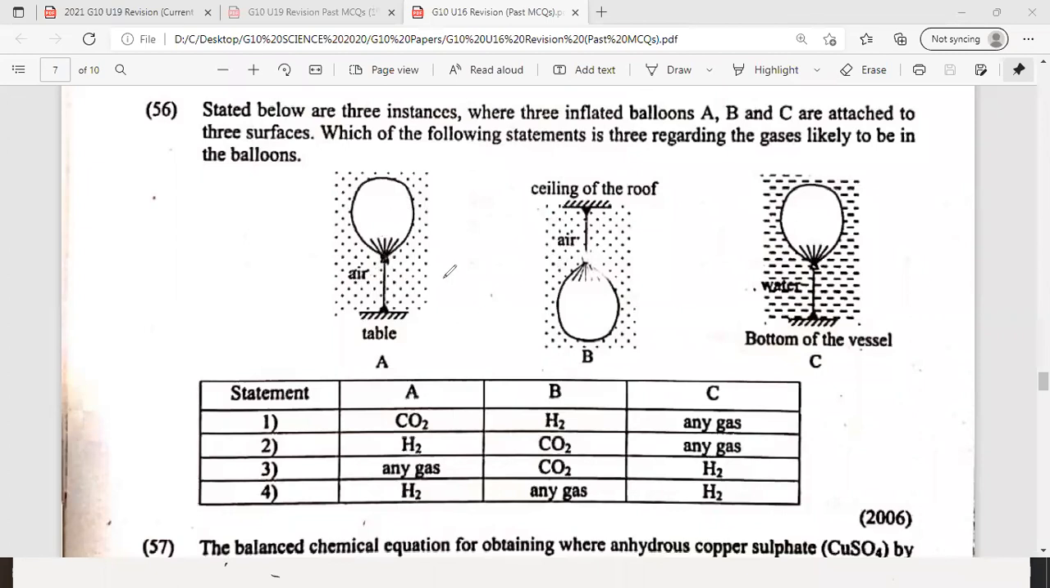Let's see. Now, any gas is lighter than water. Any gas is less dense than water. You can write here: any gas is less dense than water. Or if you fill the balloon with any gas, it will rise up. It will be pointed up. Any gas is less dense than water.